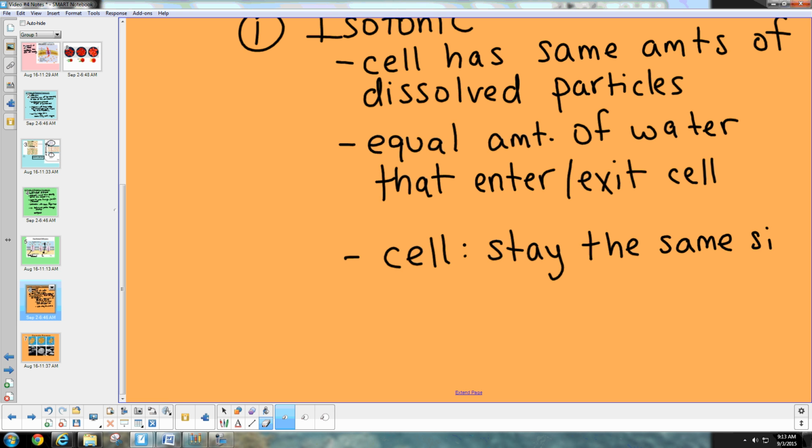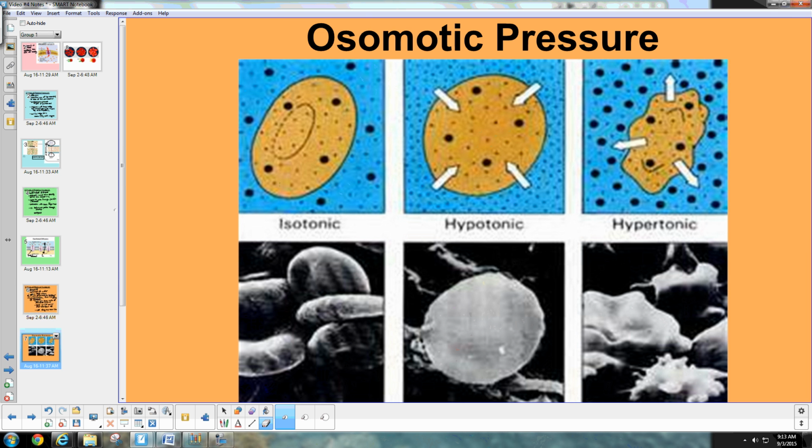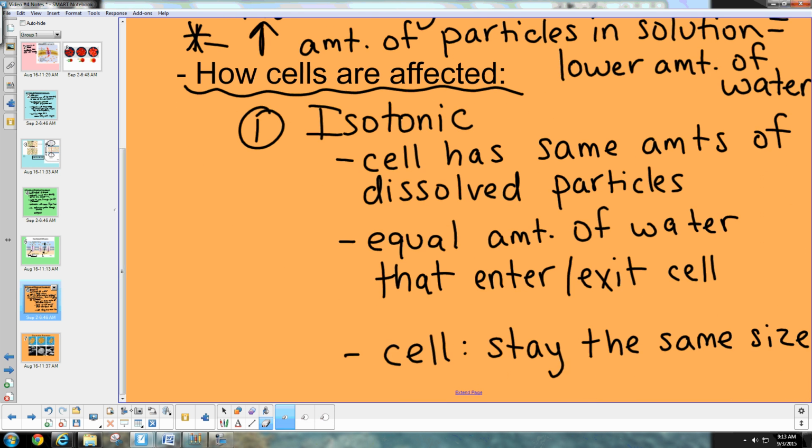So that's an example, I show a picture here. Isotonic means water's going in at the same time as water's going out, because there are particles in the cell and particles outside the cell, and they're the same too. So just a normal, I would call it a happy cell, I guess you want to think about it.